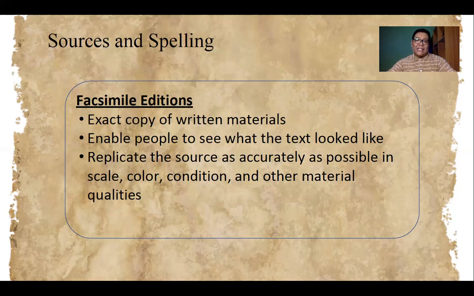We also had facsimile editions. So in modern times, we have scanned versions of our books or e-books; before, there were facsimile editions to give readers an exact picture of the reading material, even if it was just a copy. A facsimile edition was an exact copy of written materials. It enabled people to see what the text looked like because it's just a replication of the source. And it was an accurate replication because, as much as possible, it was the same in terms of scale, color, condition, and other material qualities.